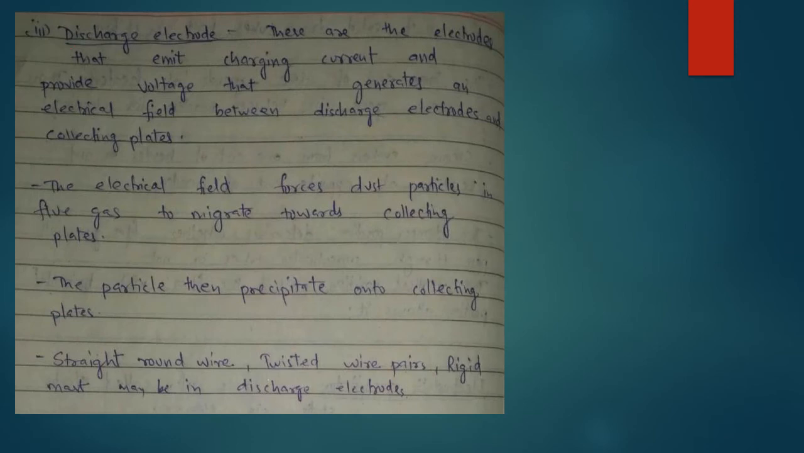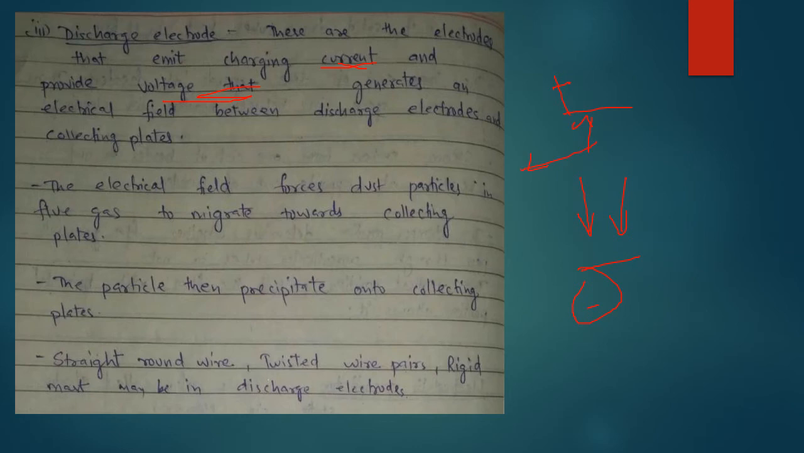So the discharge electrodes are the part through which the electric current is made. These are the electrodes that emit charging current. Charging current is produced to provide a voltage difference between the upper part and the lower part. We have to create a voltage difference between them so that the dust particles will be attracted towards the bottom part, not the upper part, and the clean air will go out. This is the function of the discharge electrode.